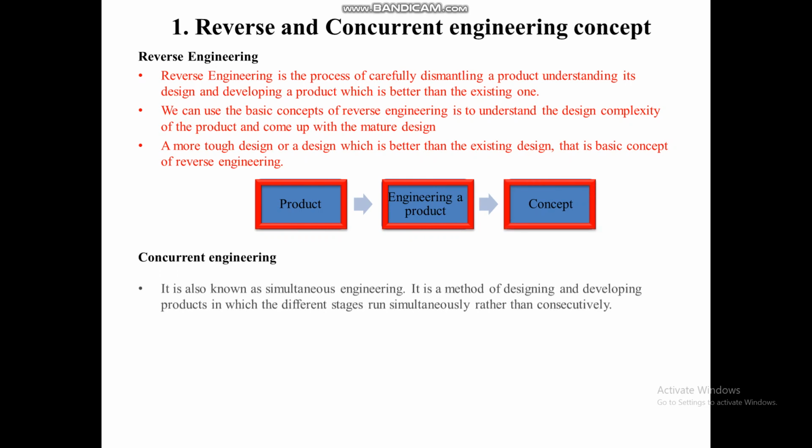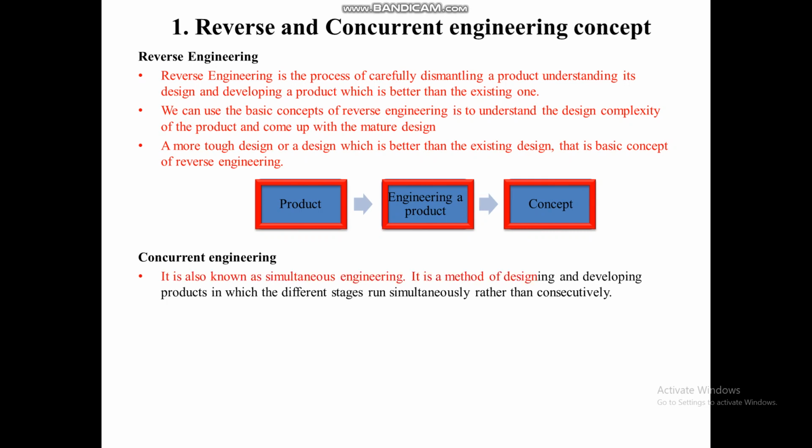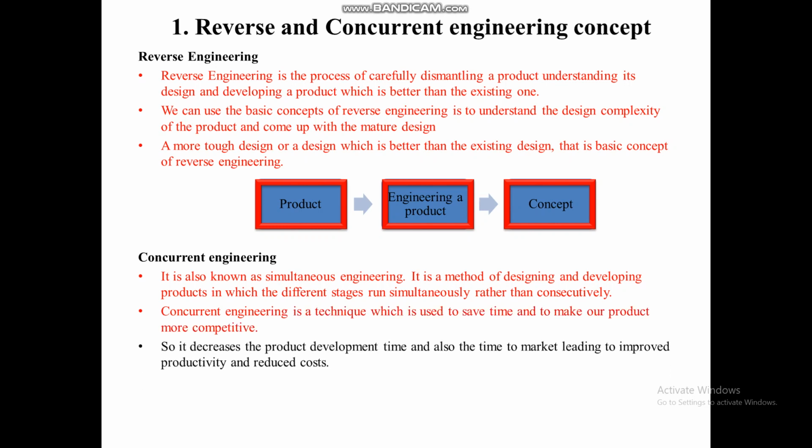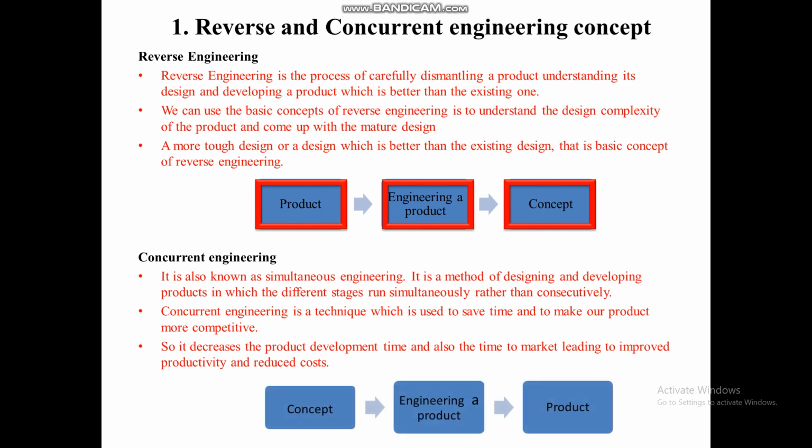Second, concurrent engineering. It is also known as simultaneous engineering. It is the method of designing and developing a product in which the different stages are run simultaneously rather than consecutively. Concurrent engineering is a technique used to save time and make our product competitive. So it decreases the product development time and also the time to market, leading to improved productivity and reduced cost.